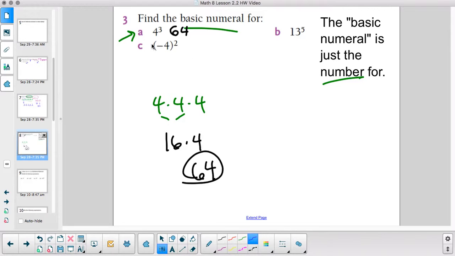And now this one, we're going to get a little bit more into this with the negatives, but this means the number -4 times itself. So it's -4 times -4. And we know a negative times a negative gives us a positive. So the answer for C would be 16.